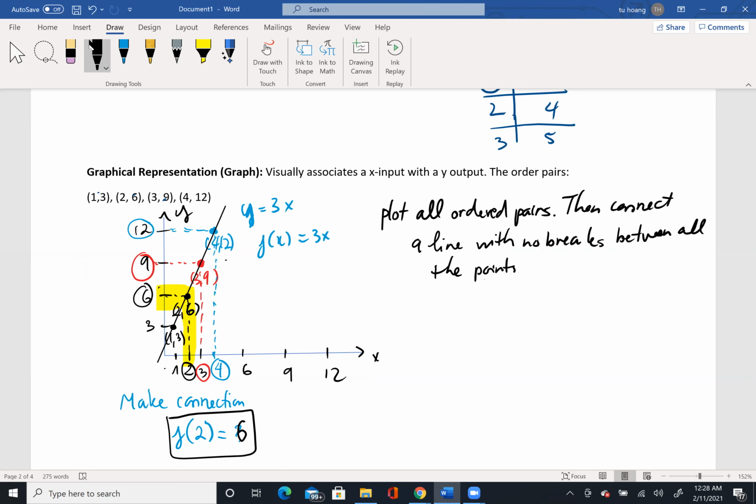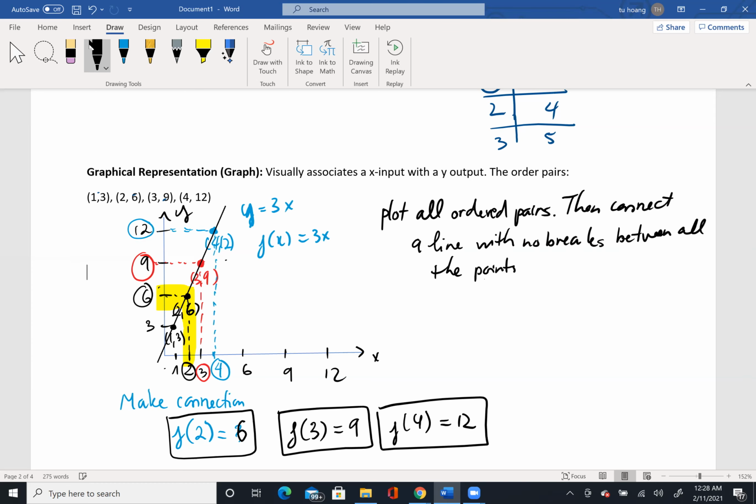Okay. Similarly with, say, f of, I don't know, 3. You will have what? 9, right? Or maybe I have f of 4. Then that's going to be equal to 12.